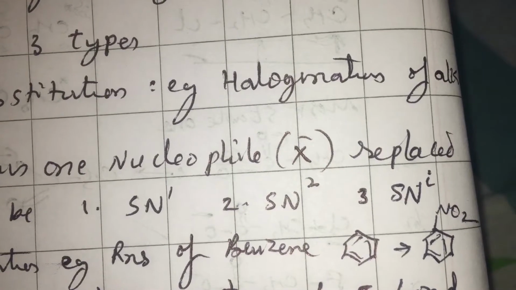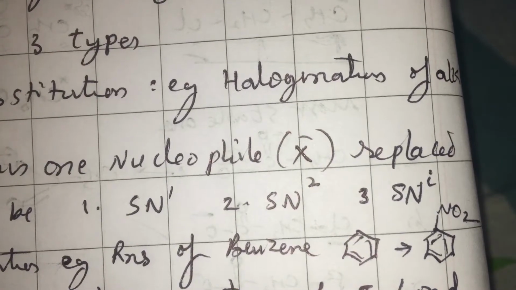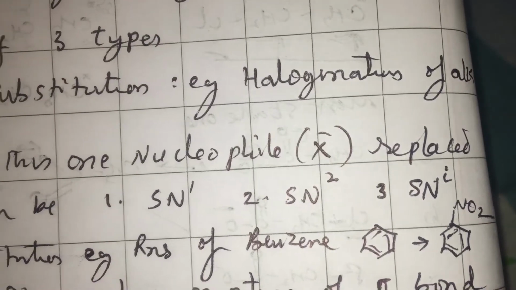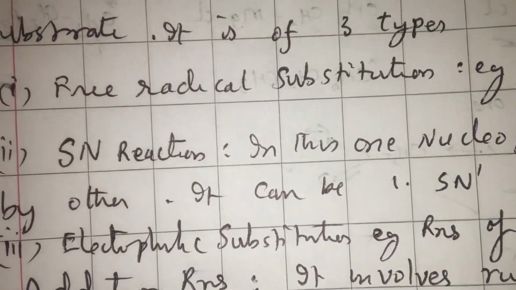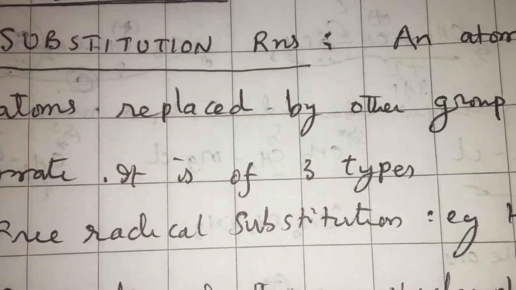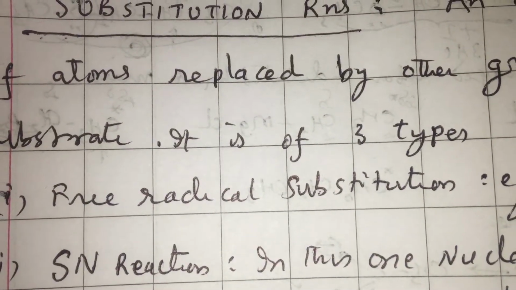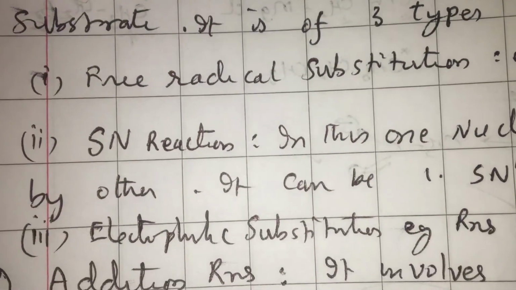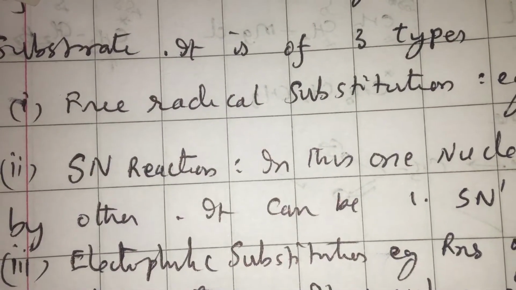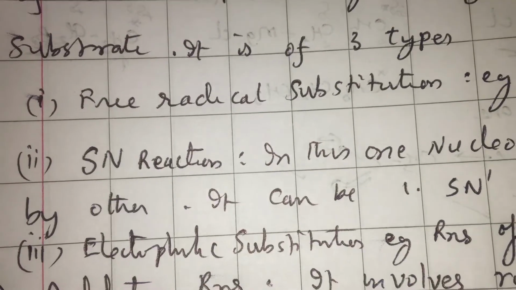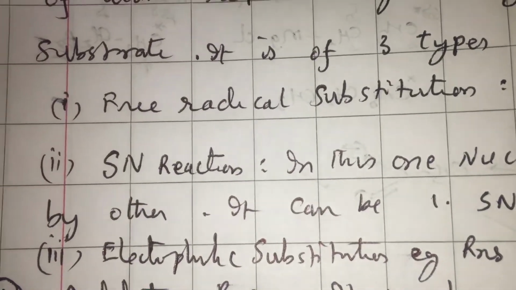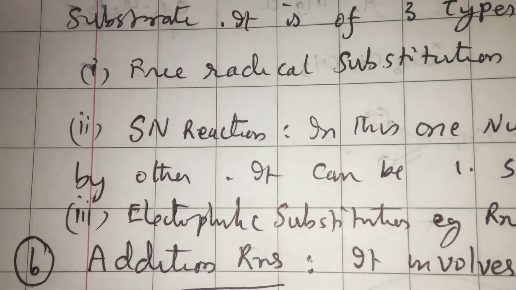All these reactions involve replacement of H plus by different groups. They are called electrophilic substitution reactions. So what are the characteristic reactions of alkanes? Free radical substitution. What are the characteristic reactions of alkyl halides? SN reactions. What are the characteristic reactions of benzene? Electrophilic substitution reactions, sometimes called aromatic electrophilic substitution.